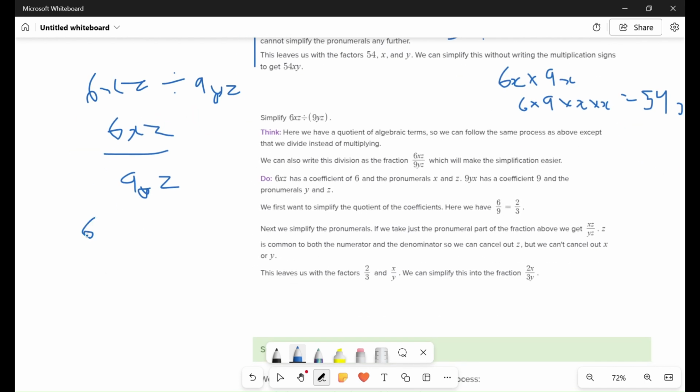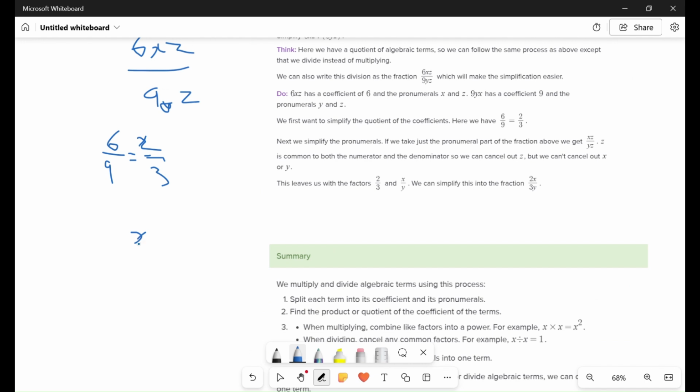So how can we write 6 over 9? If we divide it, simplifying fractions is pretty simple. You guys need to know how to do this. So you get 6 divided by 3, 2, and 9 divided by 3, 3, so 2 over 3. Now we simplify the pronumerals. So you have xz over yz. Okay, and since z is common, we can cancel z out, and we can remain with x over y.